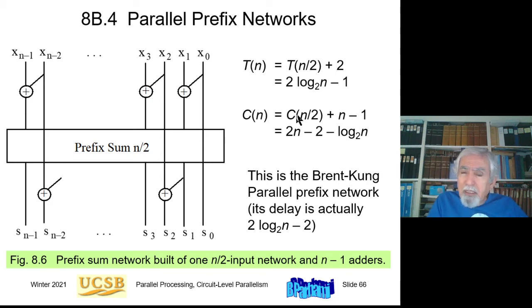And the cost of n inputs is the cost of n/2 inputs, the cost of this circuit, plus n minus 1. This is how many adders I have. Notice that on every vertical line, there's an adder except this one. So there are n minus 1 adders. And the solution to this recurrence is 2n minus 2 minus log2 n. Again, ignoring these smaller terms, roughly 2n. So this has linear cost, logarithmic delay.